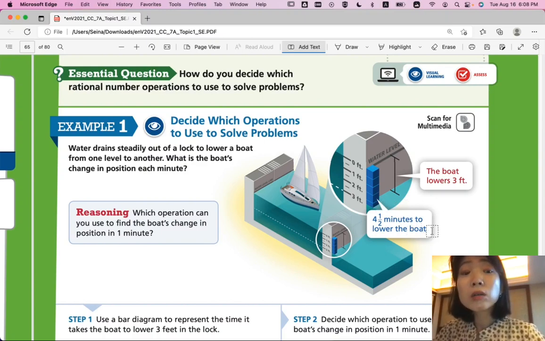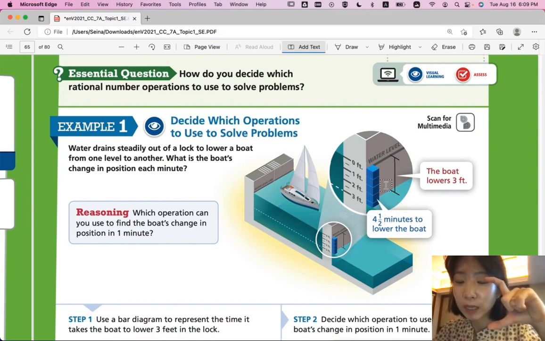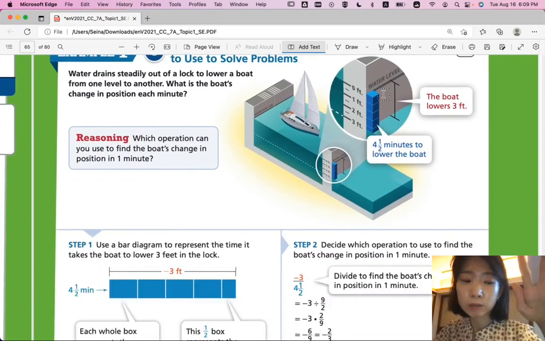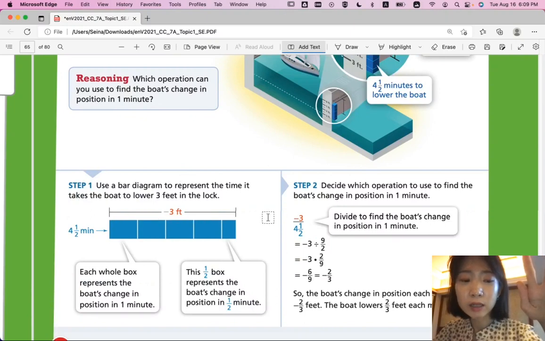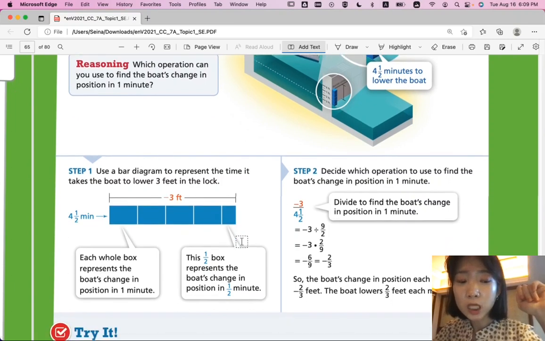So, in order to figure out each minute, what do we do? The total the boat got lowered divided by 4.5 minutes would give you exactly the amount of the boat being lowered per minute. So using the bar diagram, you can divide negative 3 feet into 4.5 blocks. And each whole box represents the boat's change in position in 1 minute.